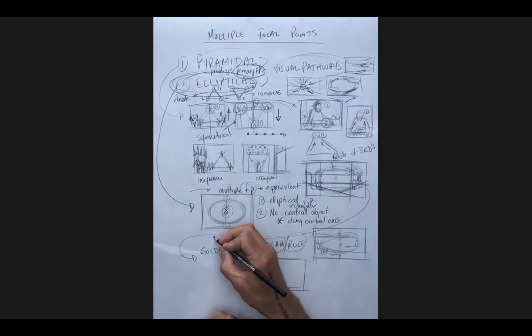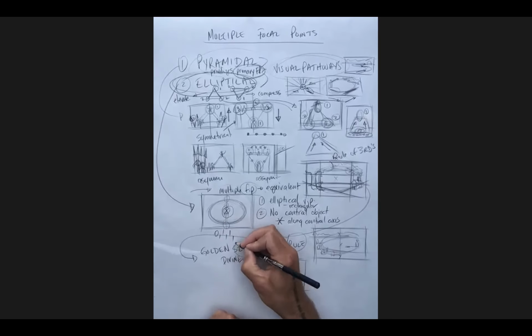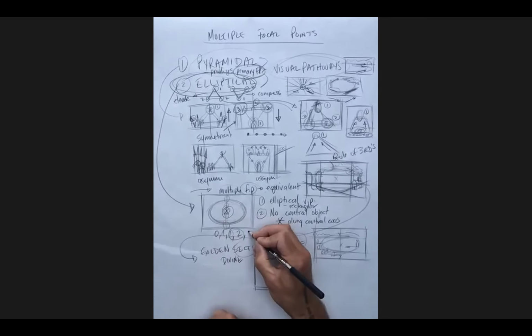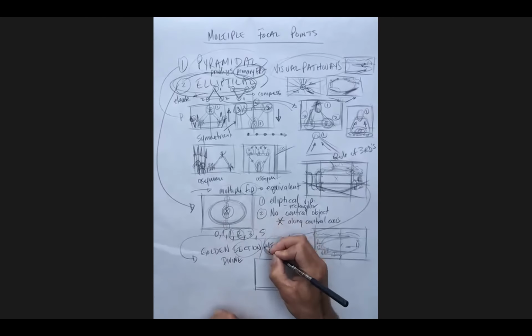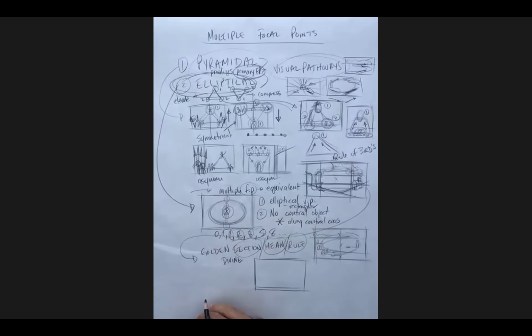Fibonacci sequence is this. Start with 0, go to 1. Add the previous two numbers together, you get 1. Add the previous two numbers together, you get 2. Add the previous two numbers together, you get 3. Add the previous two numbers together, 5. Add the previous two numbers together, you get 8, etc., etc., etc.